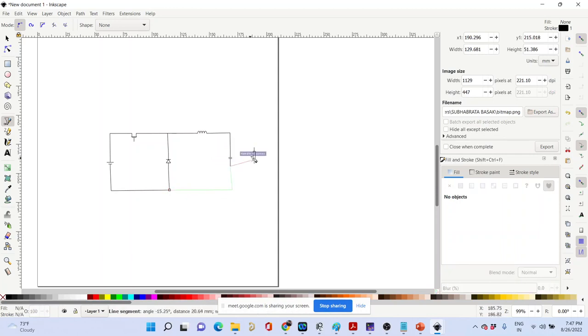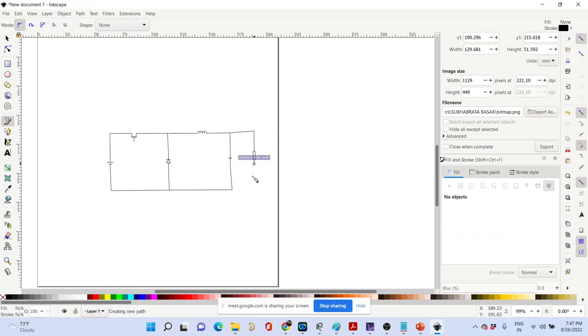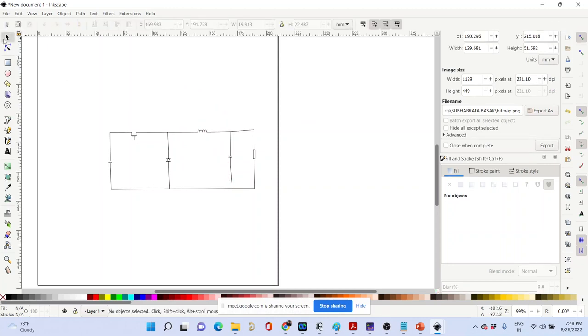Now I have to find IA value. IA equal to VA by ZA. That is IA equal to 100 at angle 0 by 10 at angle 0. ZA is given just 10 ohms, that means 10 at angle 0. Then IA will be 10 amps. That is IA equal to 10 at angle 0 degrees.